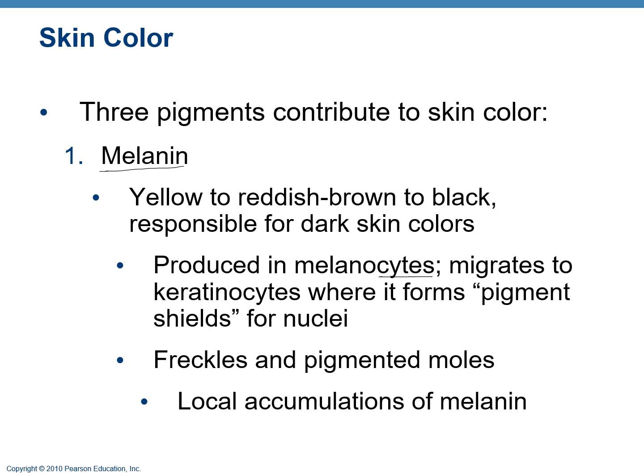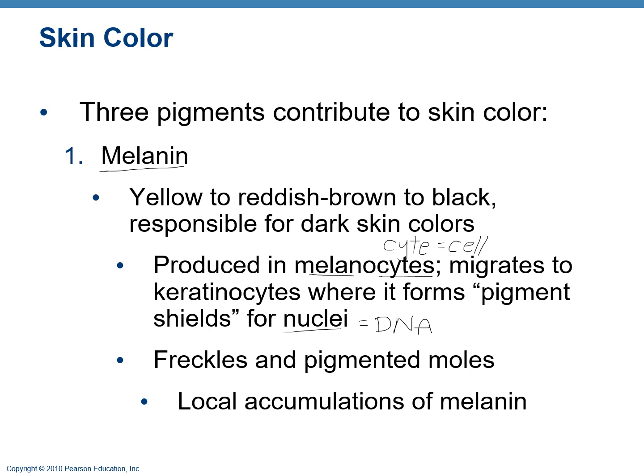Remember, anytime you see that term cyte, think cell. So these are just cells that produce melanin. So it's produced in melanocytes. The melanin itself actually migrates to keratinocytes, where it forms what are known as pigment shields for the nuclei. So nuclei, of course, is where our DNA is. The majority of our cell's DNA is found in the nucleus.